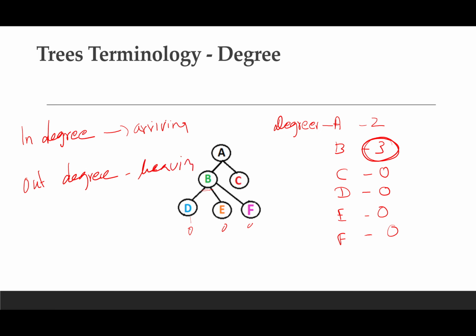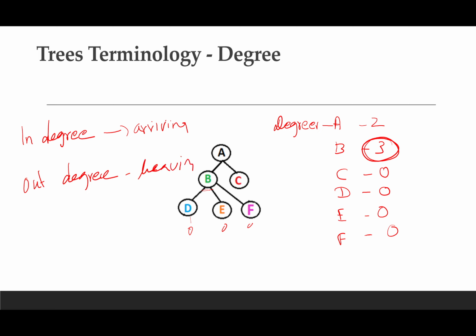The next one is a leaf node, a node which doesn't have any children. That is called a leaf node or a terminal node. If you see here, D, E, F and C don't have any children, so they are called leaf nodes or terminal nodes.